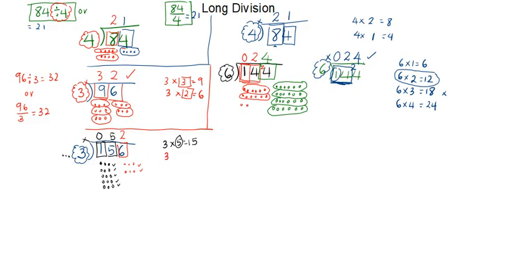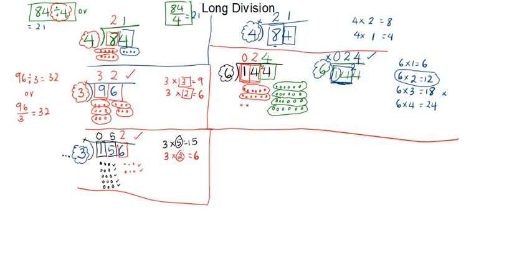Also, you know that 3 times 2 is 6. So you know you could have made 2 groups here. And there's no other numbers and no remainders. So my answer is just 52. All right. Let's do one more example. Okay, let's just separate these. Let's say, for example, I had 157 divided by, let's say, 5.